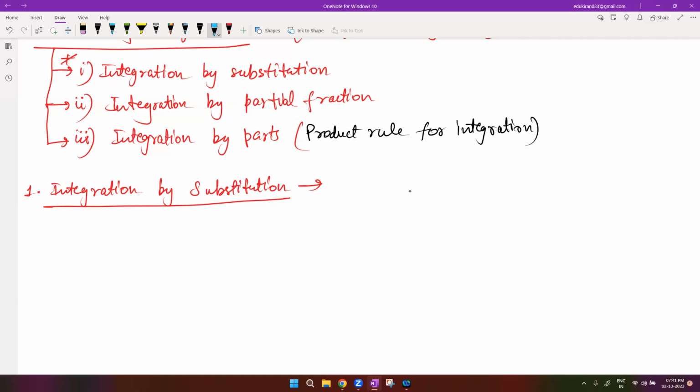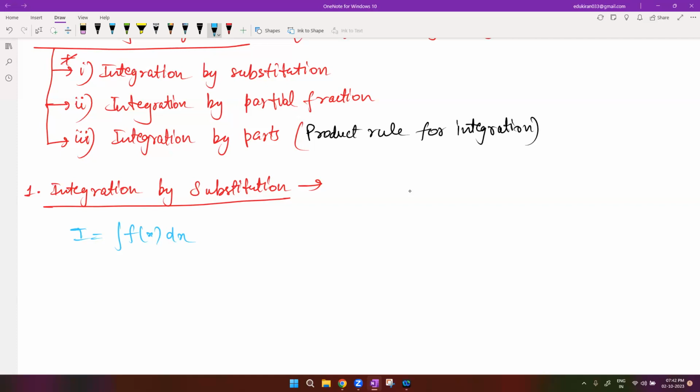You can go to page number 300 of NCERT, and they have shown how they are using the substitution. I'll also explain this concept. For example, I want to find the integration of a function f(x), and let's say the integration value is I. I'm not able to find out I.